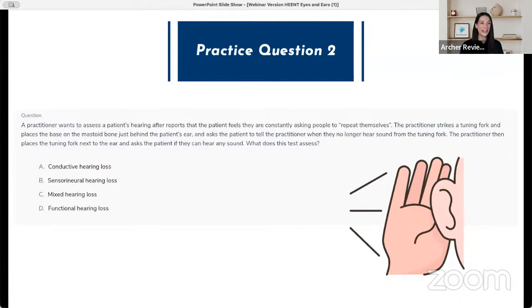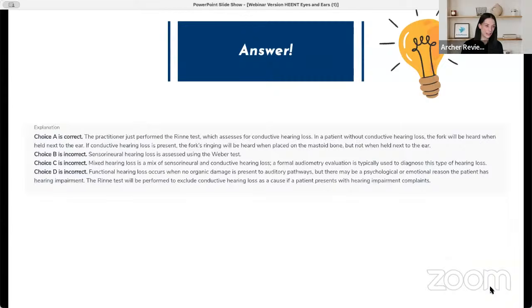We have conductive, sensorineural, mixed, or functional. So we're thinking about air conduction and bone conduction, if that helps you. Putting that tuning fork on the mastoid process, that mastoid bone. This is not fooling anyone, which is amazing because, like I said, the exams love these questions. So this is definitely conductive hearing loss.